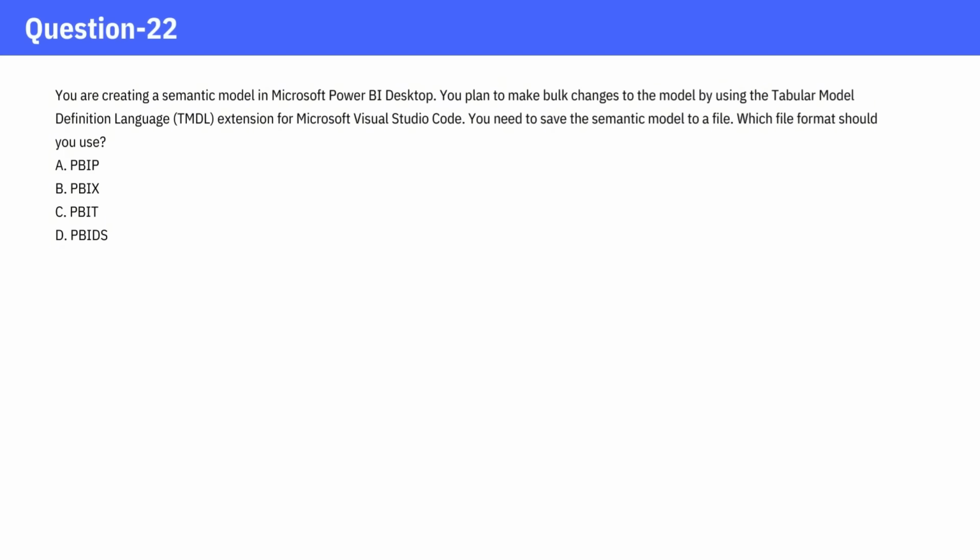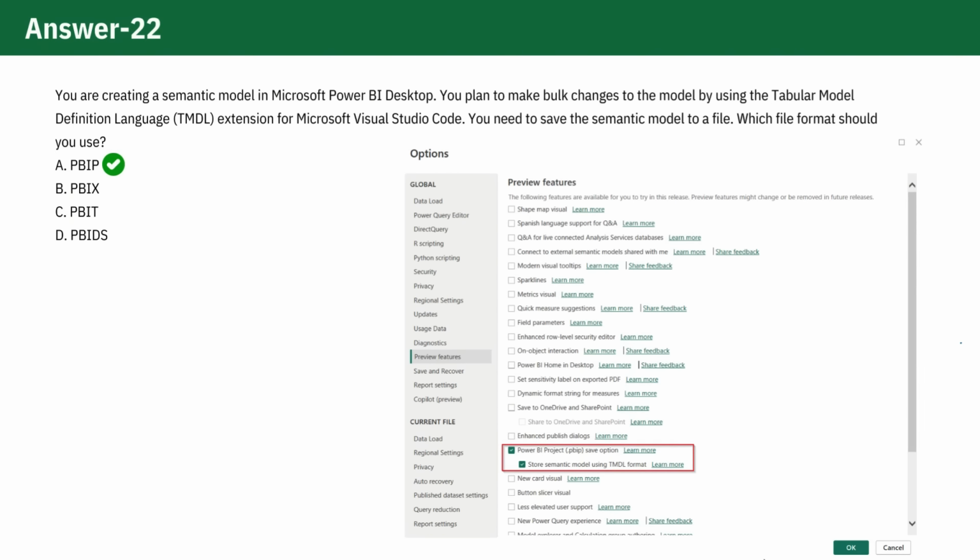The correct file format to use is A. PBIP. Why? The PBIP, Power BI Project file format, allows you to save your Power BI Desktop project in a way that is compatible with external tools like Visual Studio Code for bulk editing using TMDL. PBIP files are particularly useful when working with tabular models and performing bulk modifications, making them ideal for this scenario. Let's see why the other options are incorrect.